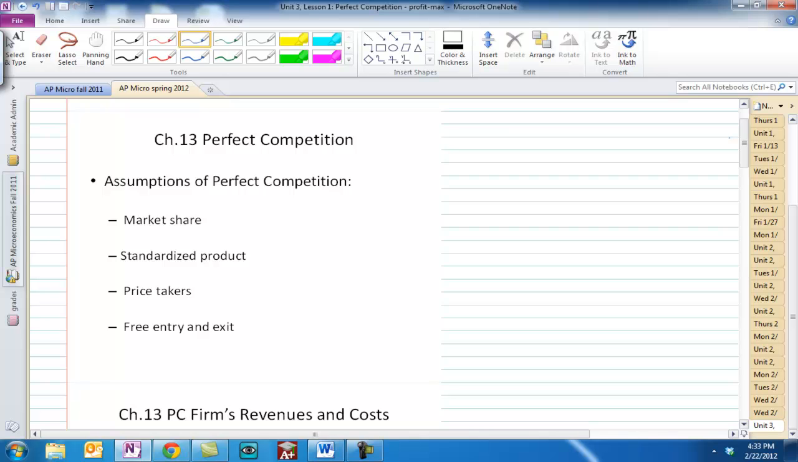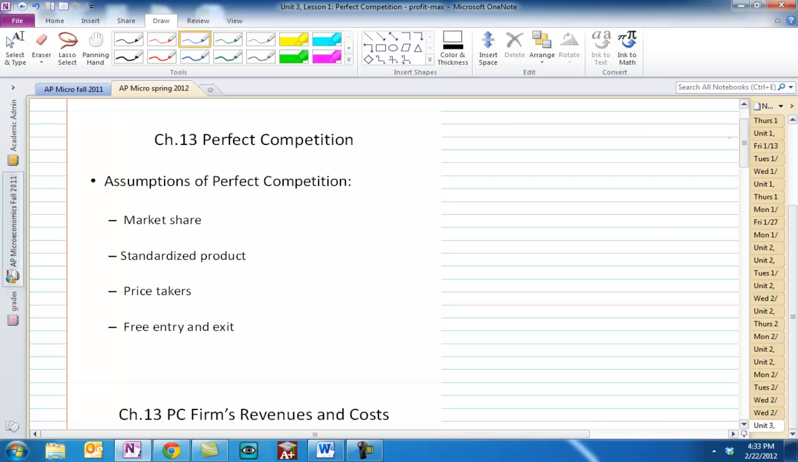So to review those with you, every firm in a perfectly competitive market has a very, very small market share, so that they essentially have no ability to change the price on their own, no market power, we would say. They sell a standardized product. Every firm's product in pure competition is identical. The consumer is indifferent between one company's product over another one because they're the same thing. The firms, therefore, are all price takers.